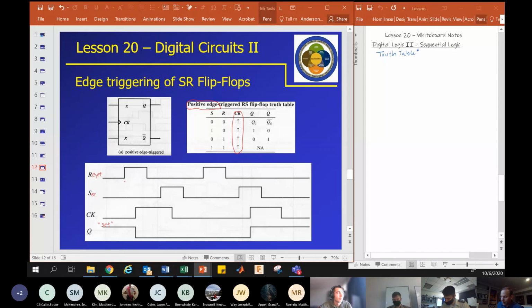We want to reset it, so we flip the R to 1, but nothing happens. If we were to follow this down, we see nothing changes right here. It doesn't change because it needs to get that positive clock pulse. So this is staying high, and when the positive clock pulse happens, that triggers the change.